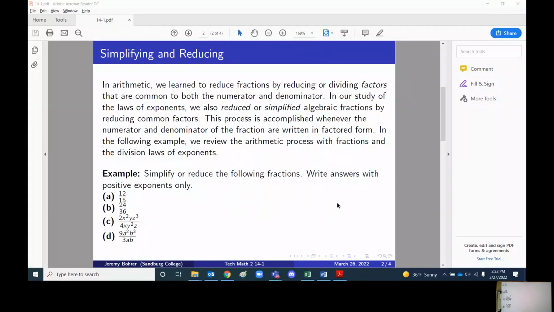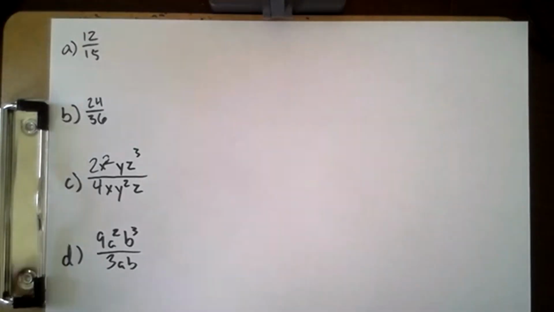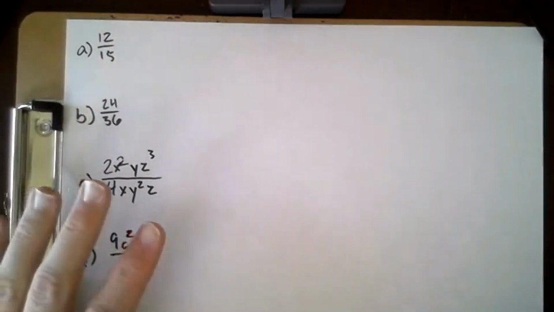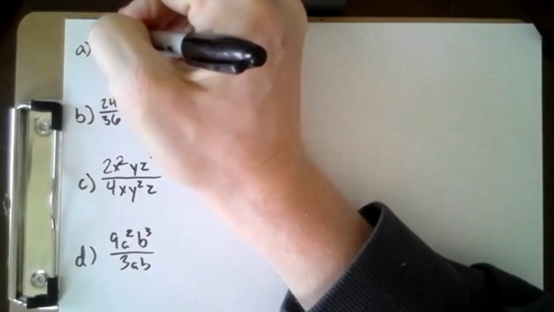In this video, we're going to look at these problems in section 14.1. We're going to start on page 2, where we are asked to simplify or reduce the following fractions and write answers with positive exponents only. So here we have the 4 fractions we're asked to reduce. We start with 12 over 15.